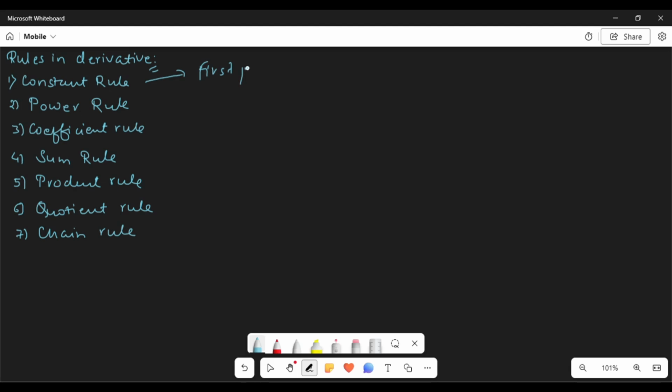Remember, these rules didn't come out of nowhere. These are all consistent with the first principle definition of derivative. These all have some proofs. You can find them in your textbook. Now I'm going to describe each of them.